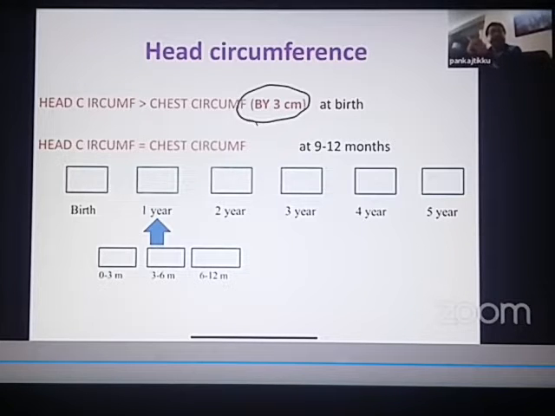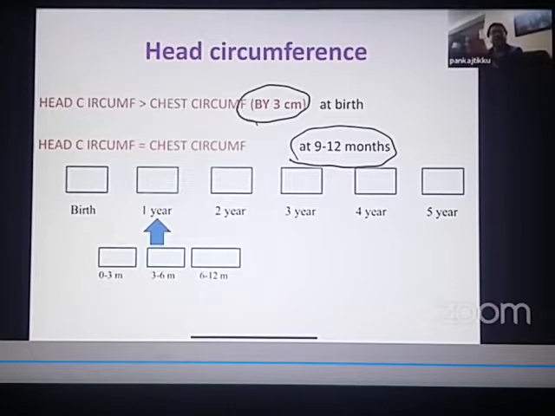The head circumference and the chest circumference become equal at 9 to 12 months of age. So when does the head circumference become equal to the chest circumference? The head circumference becomes equal to the chest circumference by 9 to 12 months of age. Which is more at birth? Head circumference is more than the chest circumference at birth. When do they become equal? Between 9 to 12 months of age.